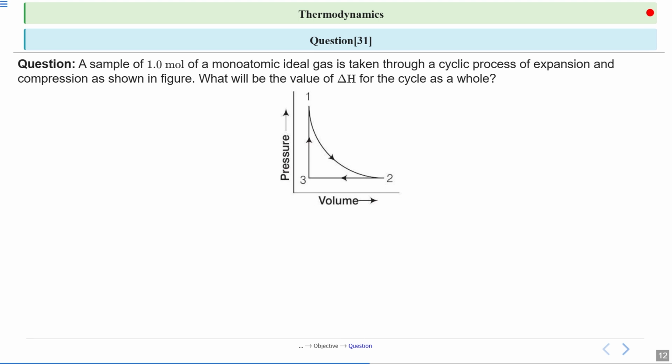Next question. A sample of 1 mole of monoatomic gas is taken through a cyclic process of expansion and compression as shown in the figure. What will be the delta H of the reaction? You have to basically determine it for a whole cycle. Your time starts now. Just remember one thing, that enthalpy is a state function, and this process is simply a cyclic process.